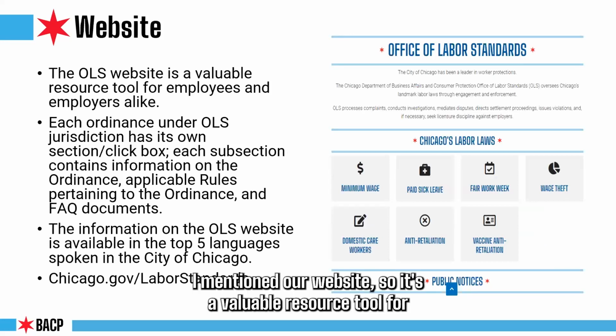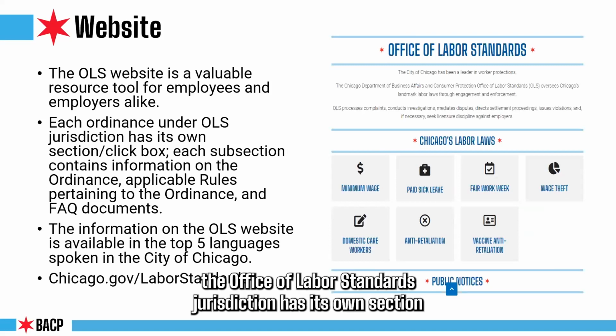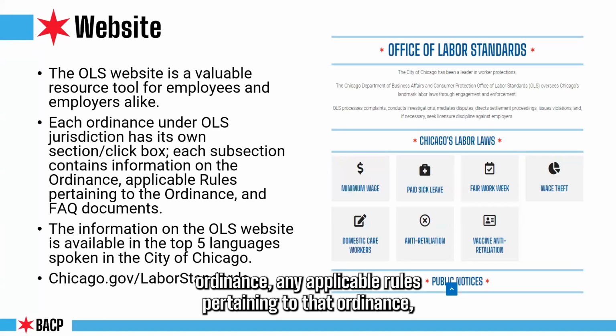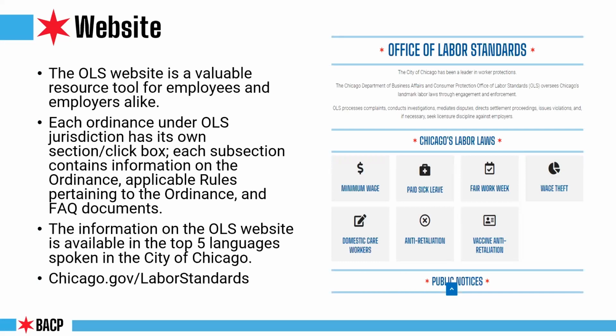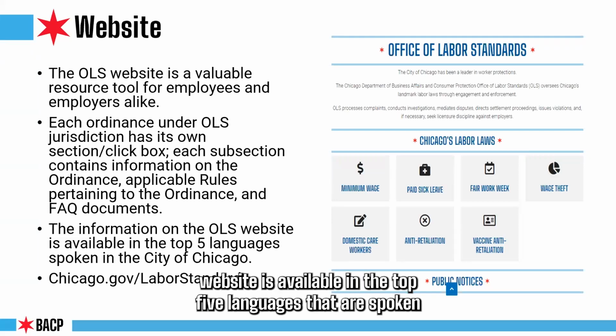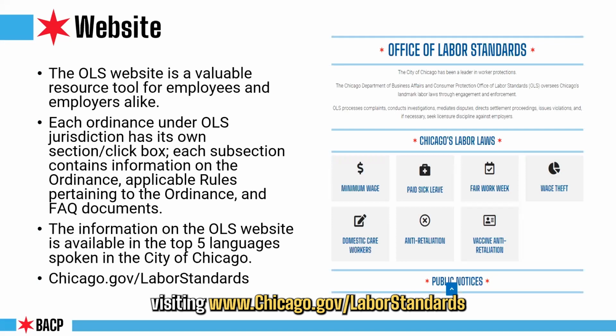I mentioned our website, so it's a valuable resource tool for employees and employers alike. Each ordinance that falls within the Office of Labor Standards jurisdiction has its own section or click box. It contains information on the specific ordinance, any applicable rules pertaining to that ordinance, and a frequently asked questions document. The information on the Office of Labor Standards website is available in the top 5 languages spoken in the city of Chicago. And then you can reach that website by visiting www.chicago.gov/laborstandards.